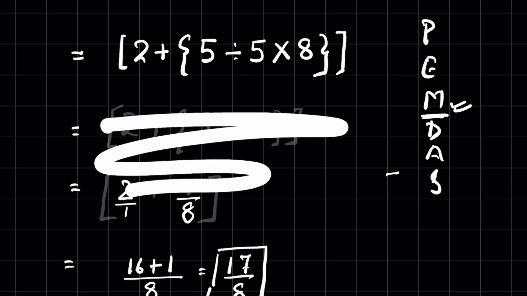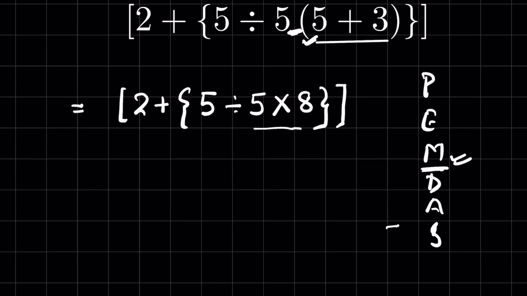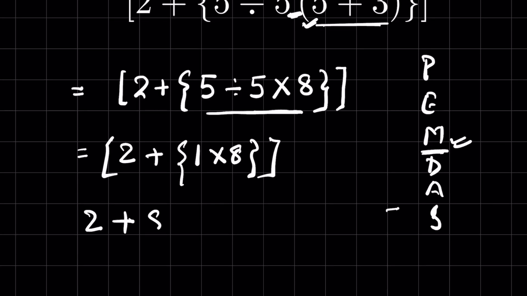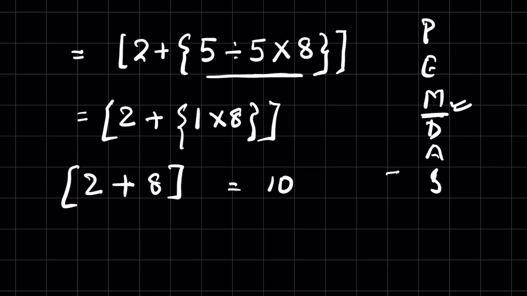What if you do division first? In that case, till here we will have the same result. We will do this smaller bracket first. Now we have to do division first. So it will be 2 plus 5 divided by 5 is 1, and then 1 times 8, then 2 plus 1 times 8 is 8. Now 8 plus 2 is 10. So when you do division first, considering you are following PEDMAS, you get 10 as your answer.